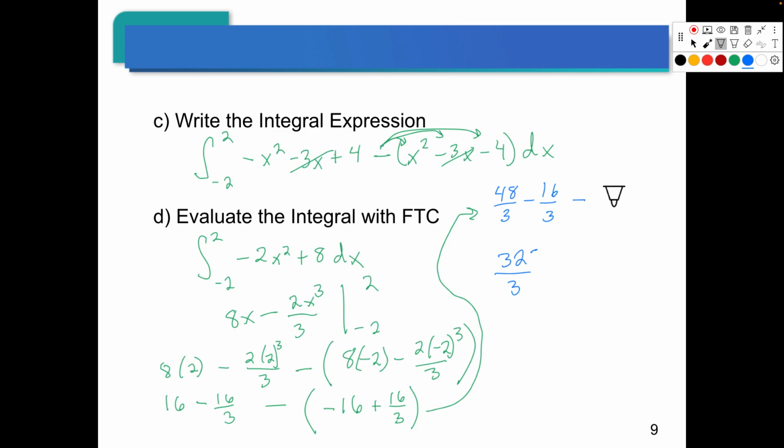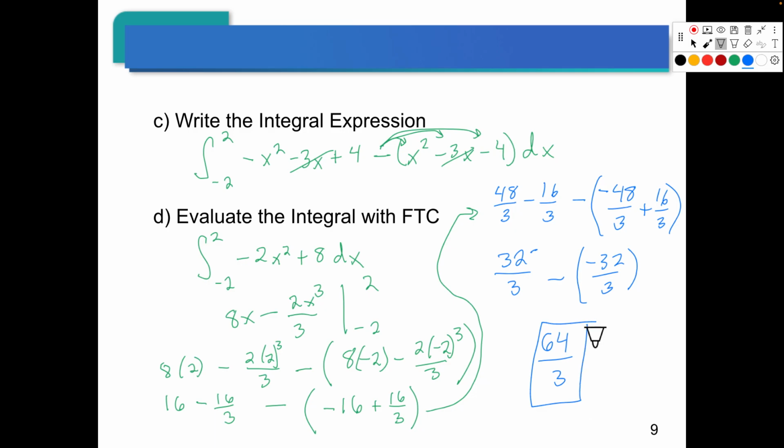Over here, we're going to get negative 48 thirds plus 16 thirds. And again, same thing, except we end up with negative 32 thirds. But we're subtracting that. Negative and negative make a positive. So we really just add 32 plus 32, which is 64 thirds. That would be the answer that we would put into WebAssign had this question been in WebAssign.